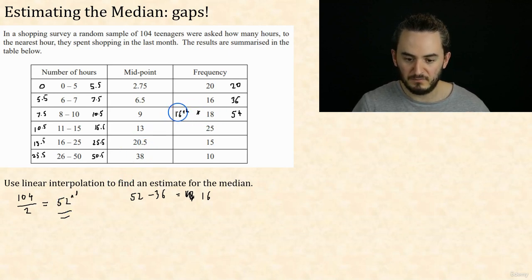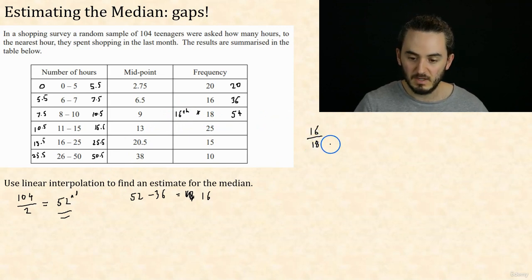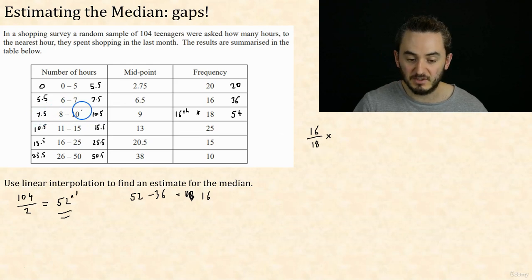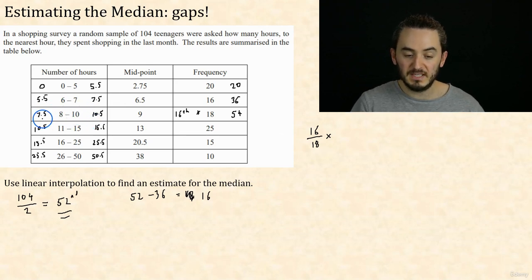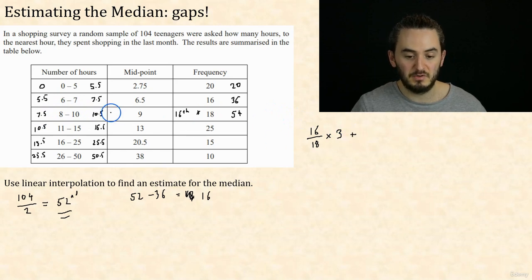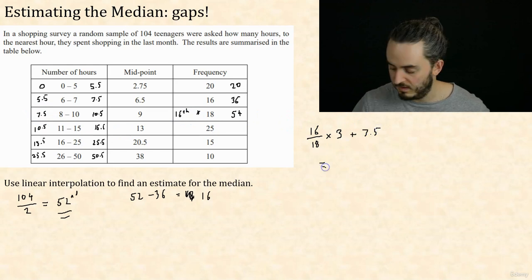So now I can say what fraction of the way into the group this is. The fraction of the way into the group is 16 over 18. And I want to go that fraction of the way into this group. Now, this is why the edges of the group really matter, because what's the class width here? It's not 8 to 10, it's not 2, it's really 7.5 to 10.5. So it's really 3 that I need to multiply by, and then I need to add on to the lower bound, which is actually 7.5. So this is the calculation I do.